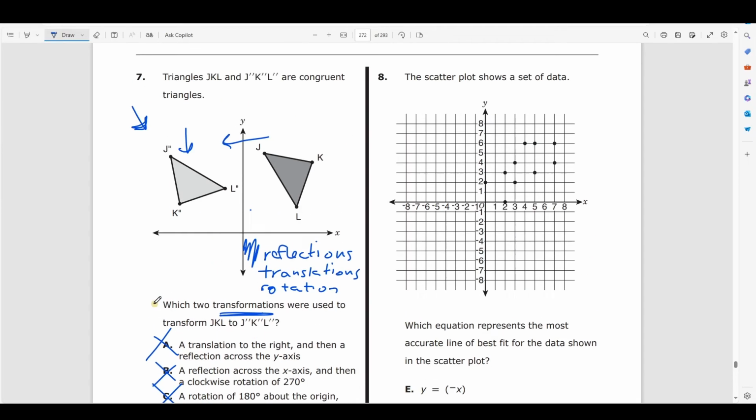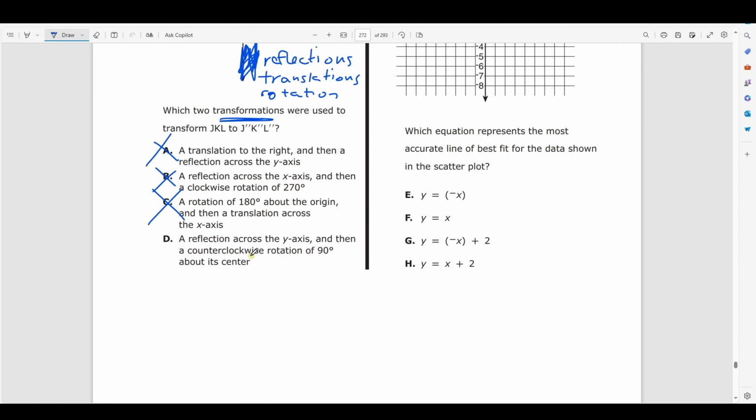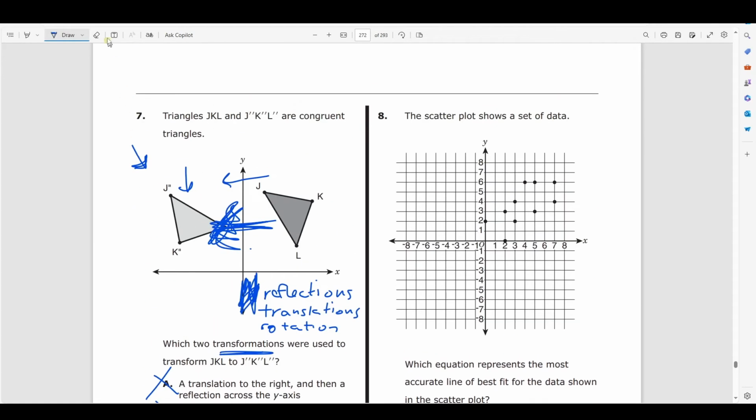This is wrong again because guess what? I need a translation across the y-axis to get to the other side, right? But if I had translation around the x-axis, I end up down here again, which is not where I need to go. So that leaves us with D as the correct answer choice, and I'll explain that as well.